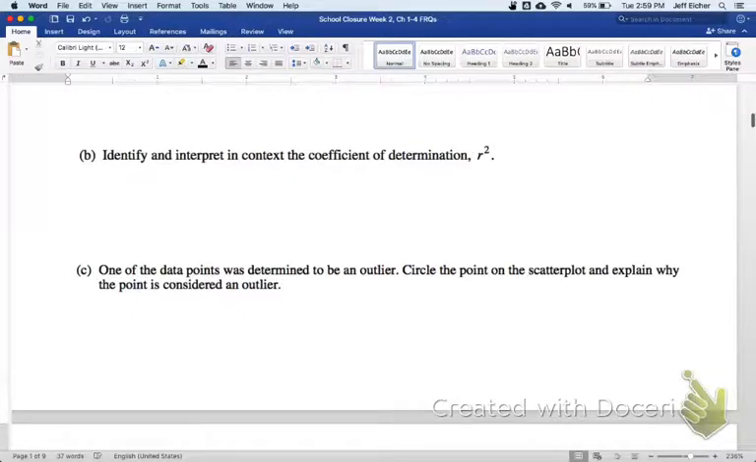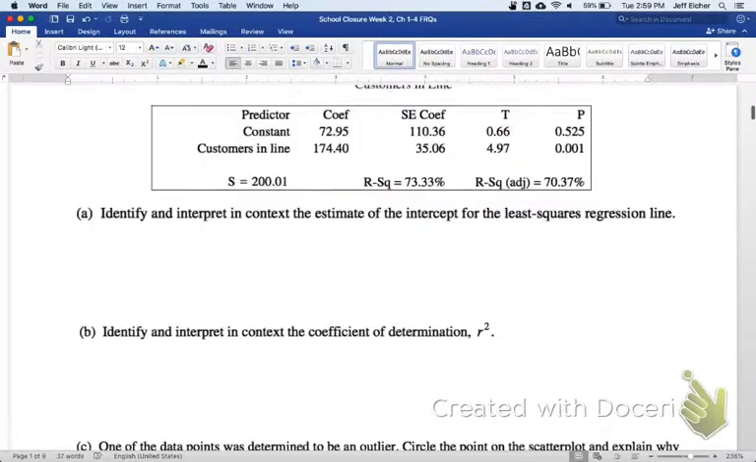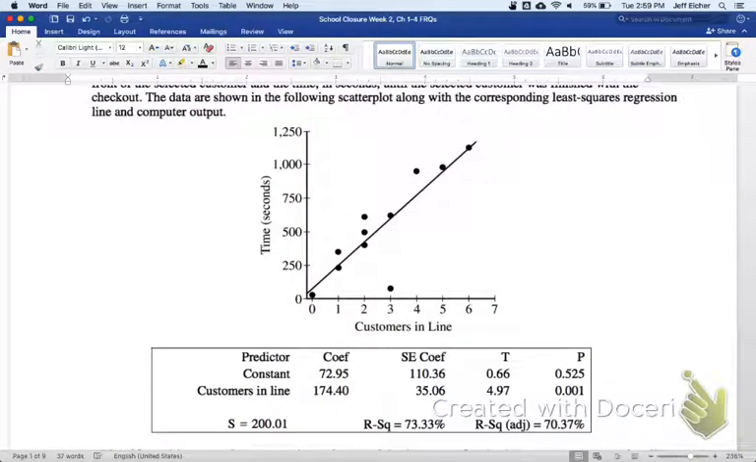One of the points was determined to be an outlier. Circle the point on the scatter plot and explain why the point is considered an outlier. Well, I hope you chose this point. That in and of itself would get you a partial. And even if you didn't circle the point, but if you identified it as 3, 80 maybe, it's kind of hard to tell, that could also get you a partial if you didn't explicitly circle the point.